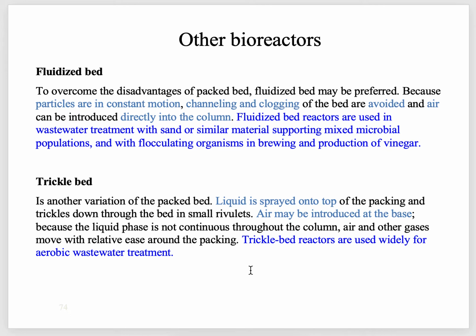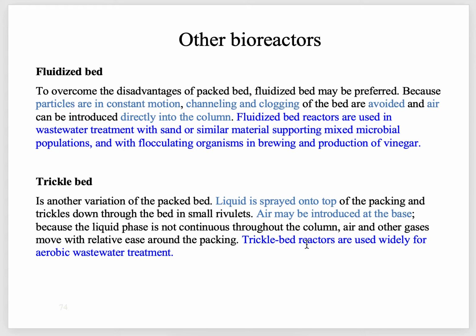Then another type, the trickle bed. Trickle bed bioreactors are a variation of the packed bed bioreactors. It's almost similar to the packed bed, but there is a variation. What kind of variation? In this type of bioreactor, the liquid, that means the media, is sprayed onto the top of the packing and trickles down through the bed in small rivulets. Air may be introduced at the base because the liquid phase is not continuous throughout the column. Air and other gases move with relative ease around the packing.